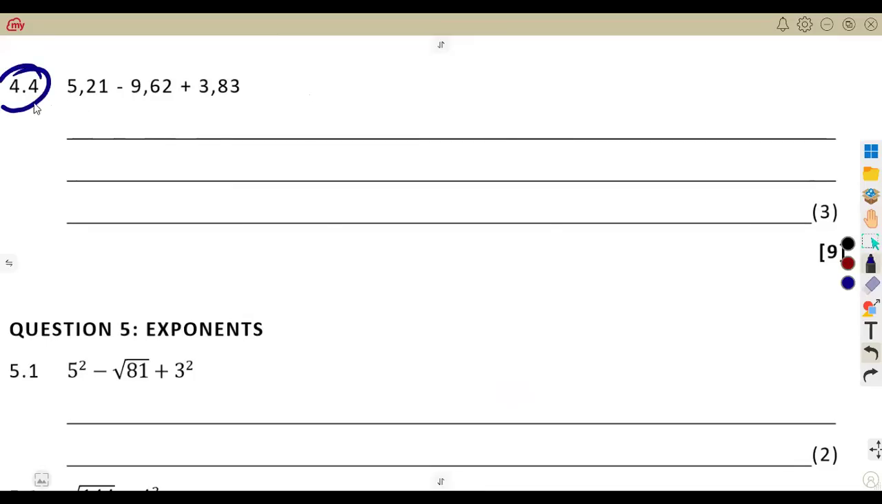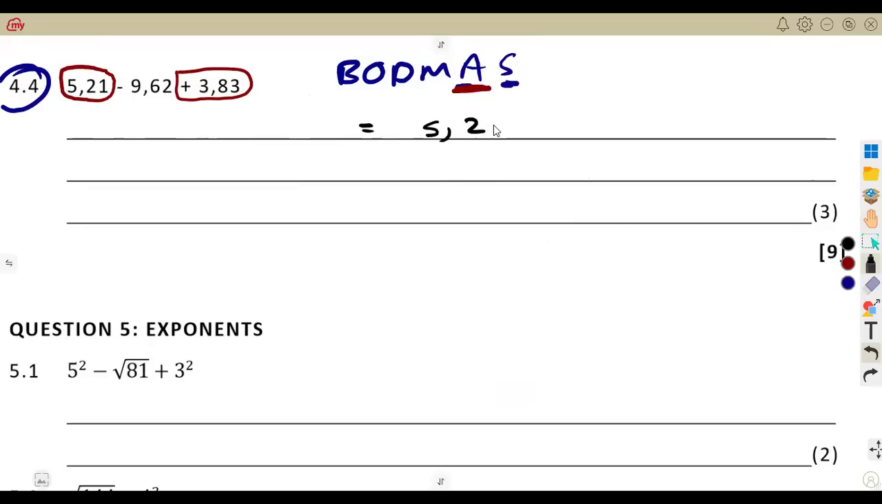Again, BODMAS can be used on question 4.4. Yes, it's addition and subtraction. You can also consider that. Addition first. Before we consider subtraction, we have to add. Which terms are under addition? We take the terms which are carrying a positive. This one is carrying a positive. This one is carrying a positive. So it means we can add those two together like this. 5,21 plus 3,83. Whatever that you're going to have, we are going to subtract 9,62. That is, we can consider that.